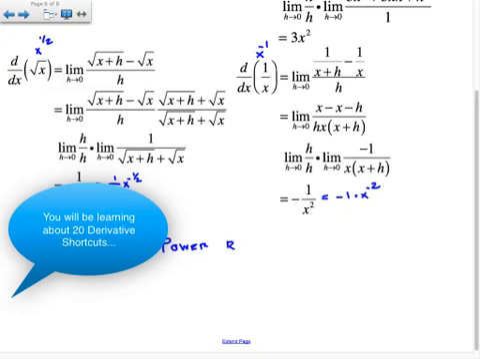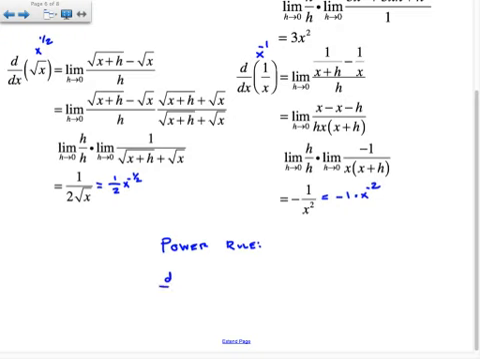So the power rule says that the derivative of x to any power n, where n is a number, becomes n times x to the n minus 1. Take the exponent down in front, subtract 1 from the exponent, and that is a shortcut to finding the derivatives of these types of functions.